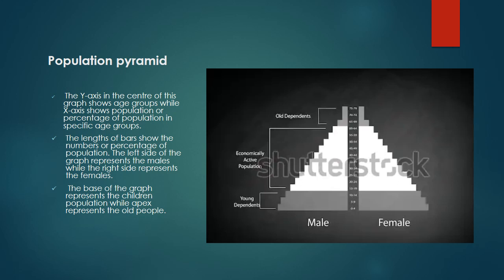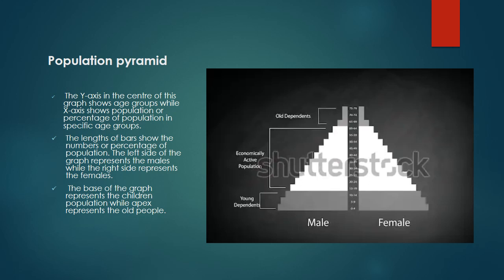What is a population pyramid? Now there are three main points that you should understand about the population pyramid. The y-axis in the center of the graph shows the age group, while the x-axis shows the population or percentage of population in a specific age group. So the y-axis which you see here is distinguished according to age. You can see at the bottom 0 to 4, 5 to 9, 10 to 14, 15 to 19. These are all the age groups. And the x-axis, which is at the bottom, gives you the percentage of population in that specific age group.